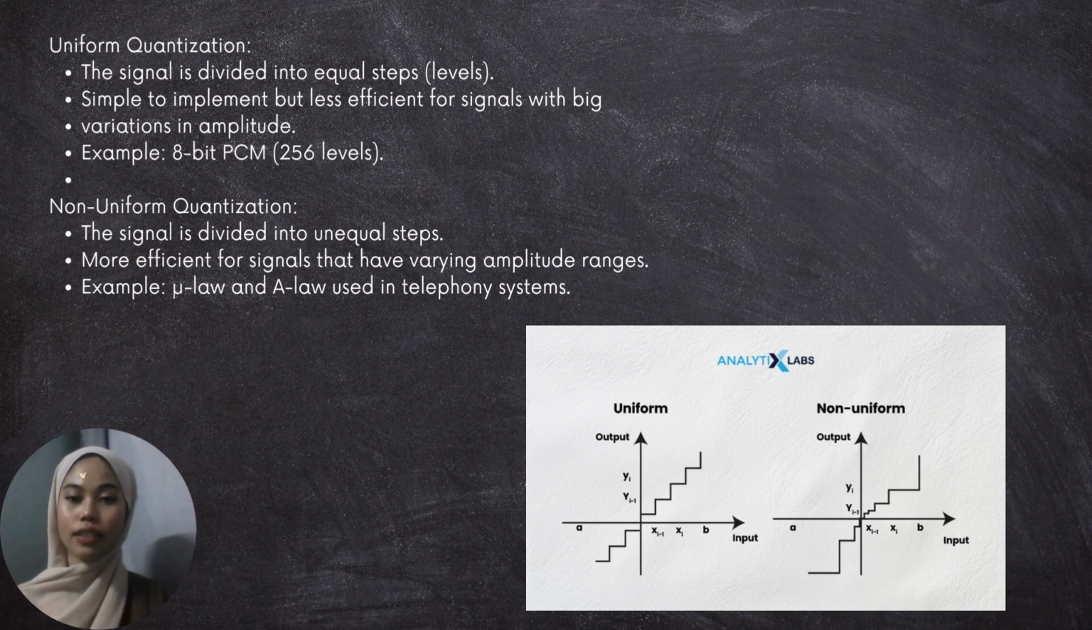The second one is non-uniform quantization. Here, step sizes vary, making it more efficient for signals with a large dynamic range. Common examples include the mu-law and A-law algorithms used in telephony, which prioritize smaller steps for weaker signals. Non-uniform quantization provides a better signal-to-noise ratio for signals with varying amplitudes, making it essential for applications like audio compression.